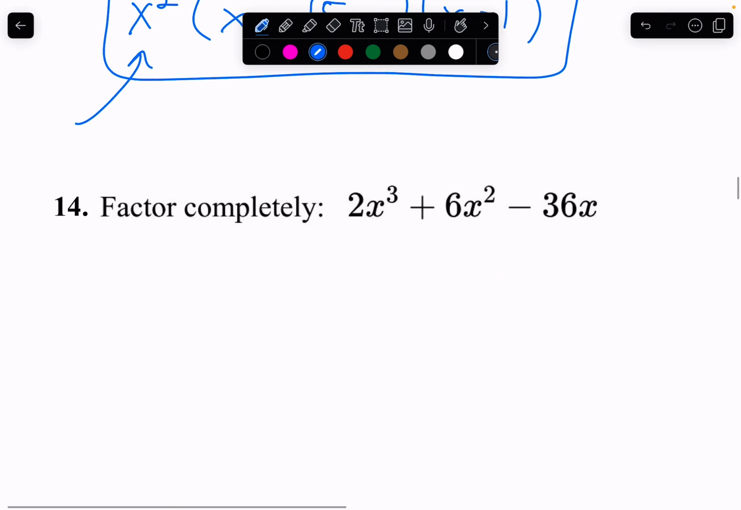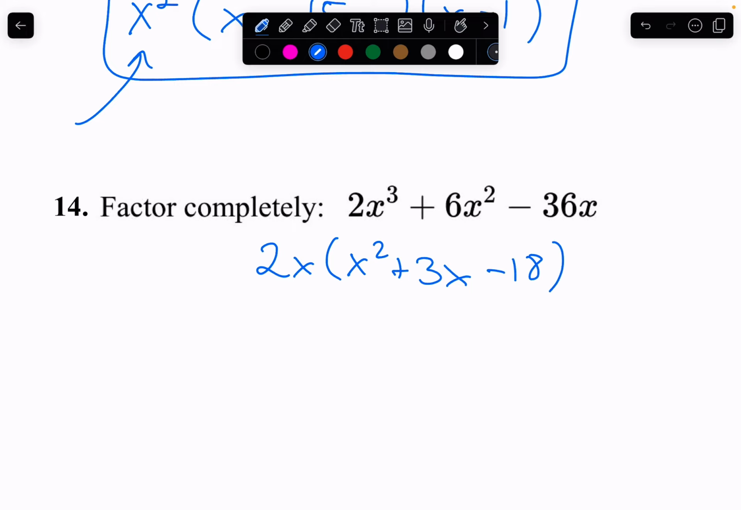And number 14. Again, no matter what we're factoring, first thing we look for is a greatest common factor. So here, my GCF is actually going to be a 2x. So I divide everything by 2x. I get x squared plus 3x minus 18.